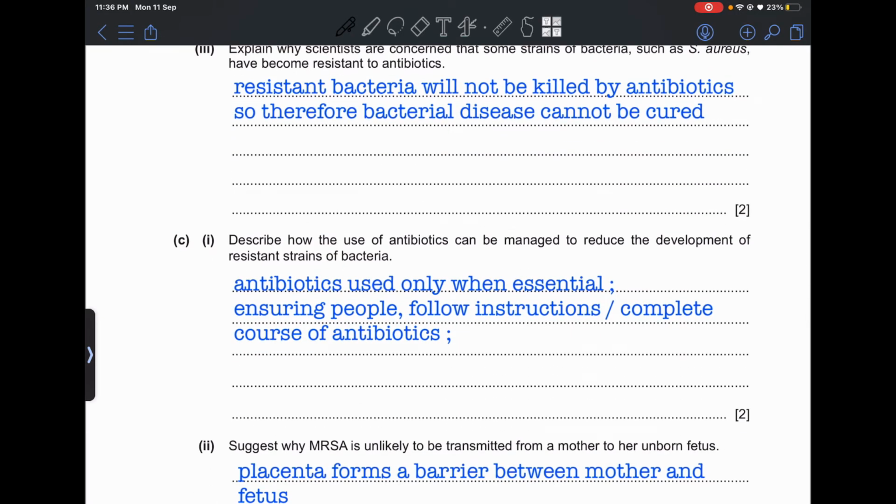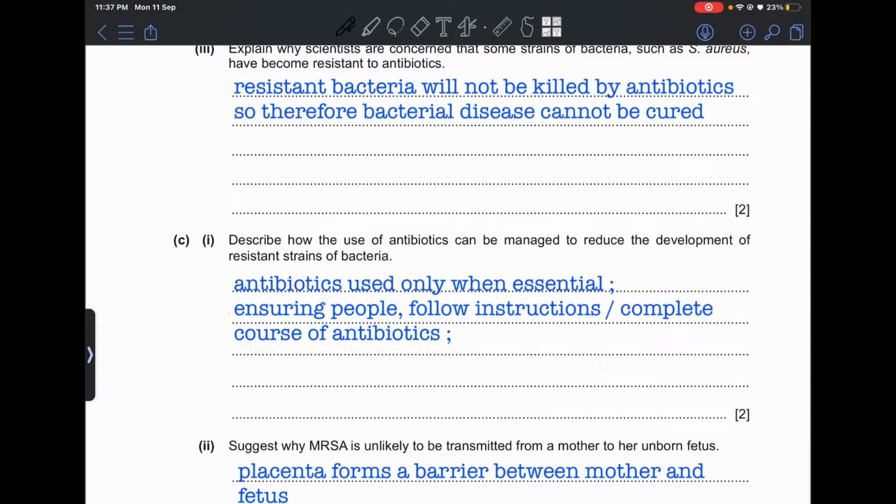C I, describe how the use of antibiotics can be managed to reduce the development of resistant strains of bacteria. Of course, the first thing and the most important thing is to use antibiotics only when essential. This means you do not use antibiotics if, for example, it is a viral infection or anything other than a bacterial infection.